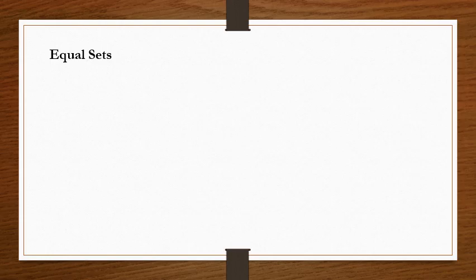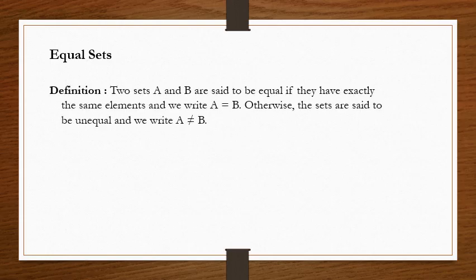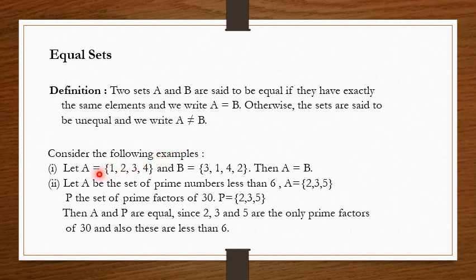Now we can discuss equal sets. Two sets A and B are said to be equal if they have exactly the same elements, and we write A equal to B. Otherwise, the sets are said to be unequal and we write A not equal to B. Consider this example. A equal to {1, 2, 3, 4}, B equal to {3, 1, 4, 2}. The order is different, but A and B contain the same elements. So, A equal to B.